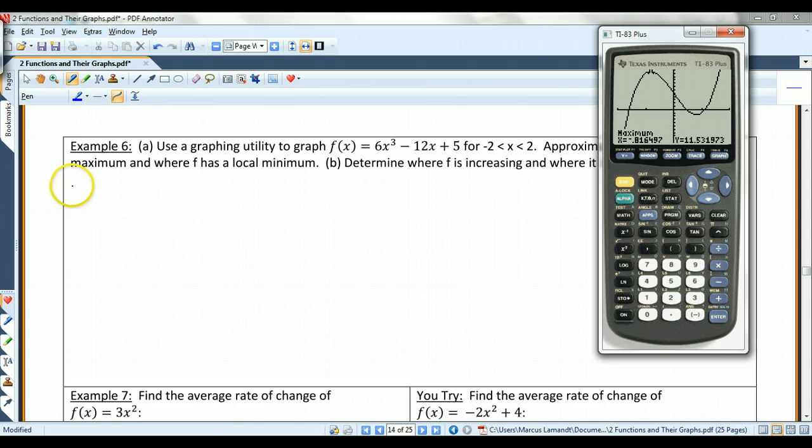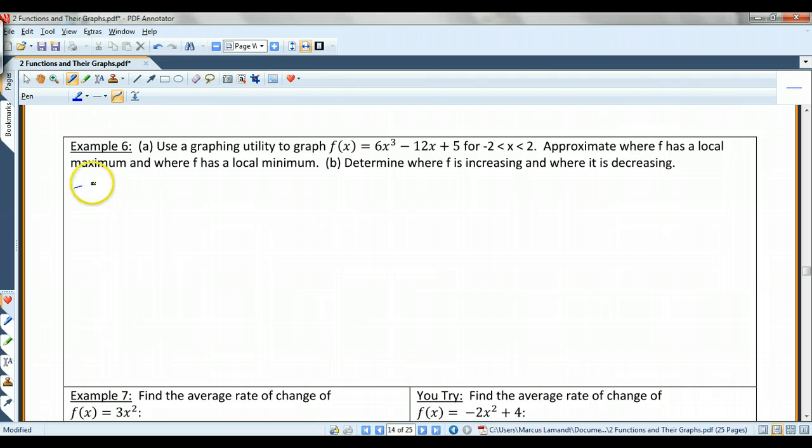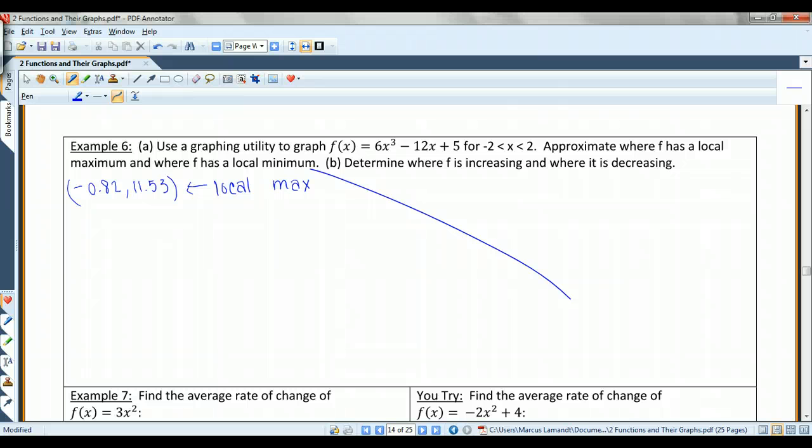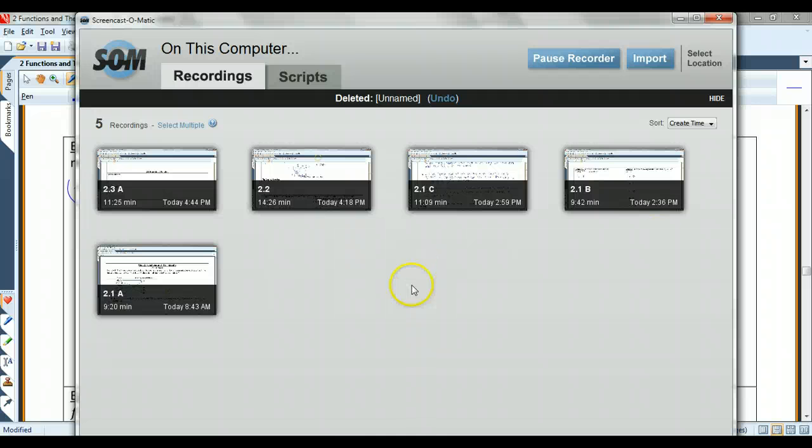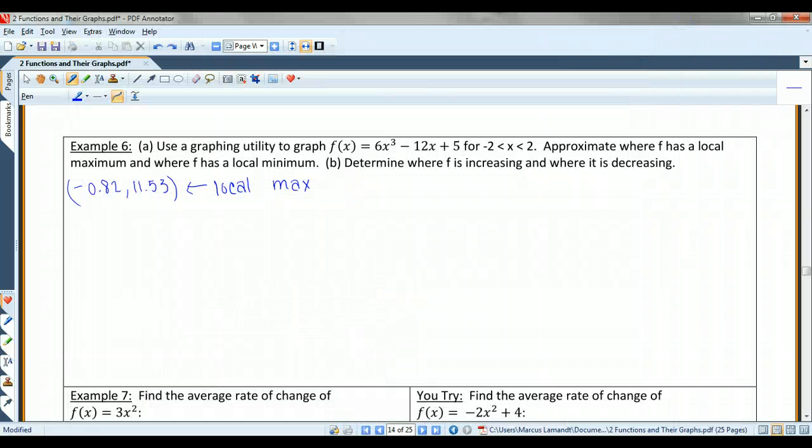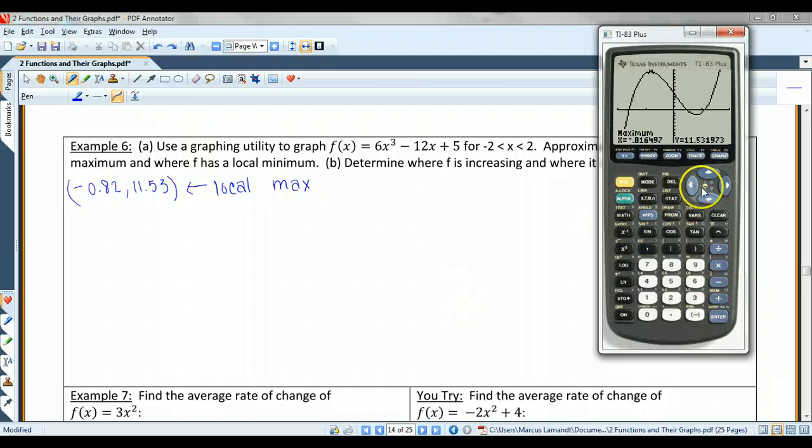Negative 0.816, or 0.82, and 11.53. This was the local max. Alright, let's find the local min. Whoop. That's not it. There we go. Okay, local min, second, calc, minimum.